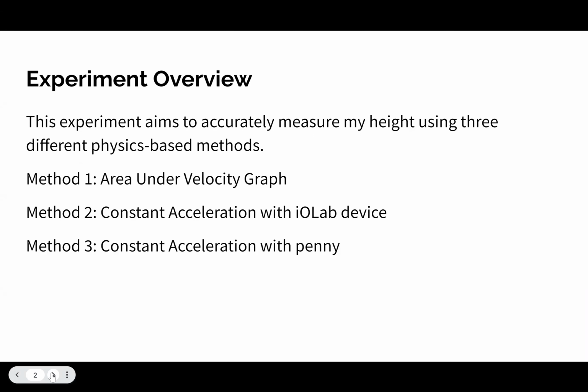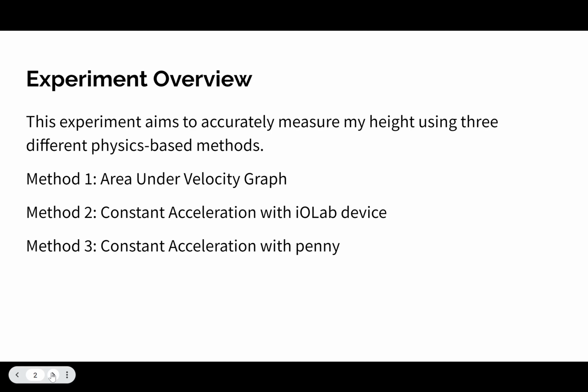The goal of this experiment is to accurately measure my own height using three different methods, all of which are based in physics. The first method is going to find the area under the curve of a velocity graph using the iOLAB software. The second method is going to use constant acceleration with the iOLAB device using an accelerometer. And the third method is using constant acceleration, just using a penny and a stopwatch.